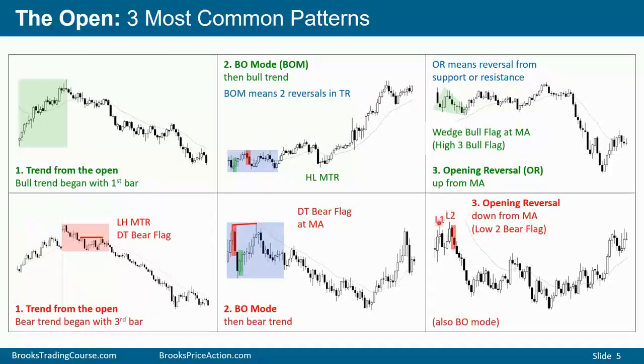Here's the moving average. We gap down below the moving average, and we got a double top bear flag, an opening reversal down from below the moving average. Here, an opening reversal up. Here, an opening reversal down. You can call it a low 2, you can call it a small double top.